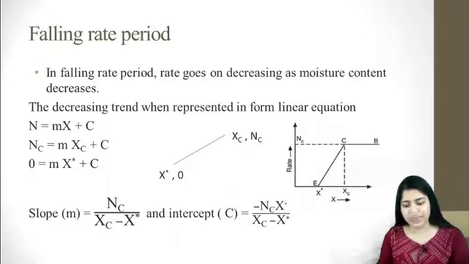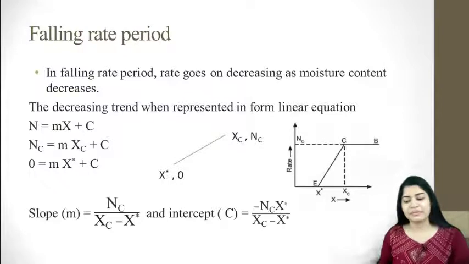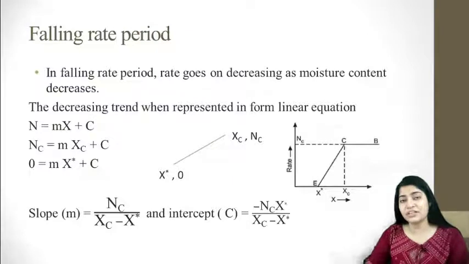You get your slope, that is NC upon Xc minus X star, and your intercept is minus NC X star whole upon Xc minus X star. We are taking it up to only X star because the equilibrium moisture content is your limiting condition till which you can remove your moisture. So this way you got your slope value and intercept value.